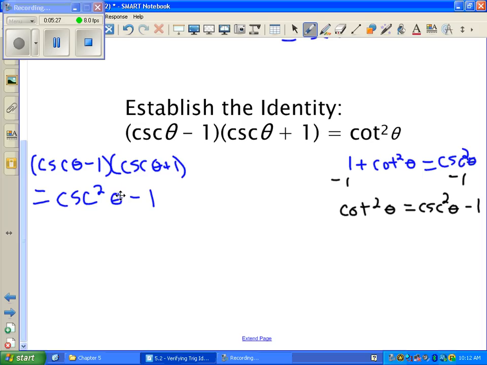Notice that this is exactly what I have over here, so I can say that this is equal to cotangent squared theta, which is exactly where I needed to go.